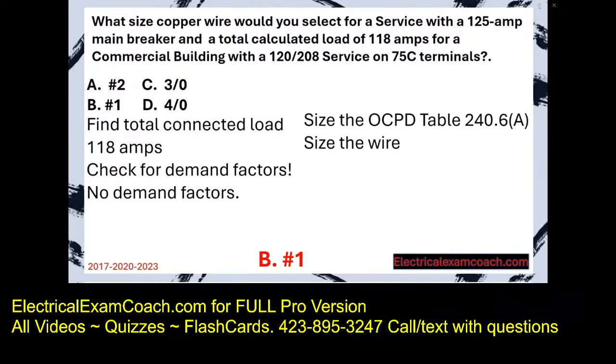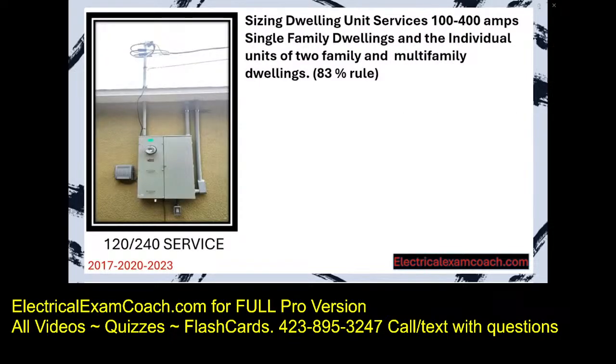Now let's dive into residential and learn a few more codes. Now let's learn how to size dwelling unit services and feeders in between 1 and 400 amps. This applies to single-family dwelling units and the individual units of two-family and multifamily dwelling units. And it's affectionately called the 83% rule. The next few slides are very dense, so I want you to slow down, take your time, watch it as many times as you need, but I know that you can do it. Keep up the great work.